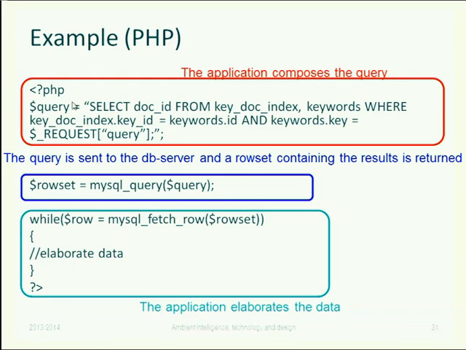What the server does is $_REQUEST query, which means extract the query from the HTTP request. It will be a string. Maybe the query I wrote is coffee, so here we get coffee. And this word is being used to compose a SQL query: select doc ID from key doc index, keywords where key doc index dot key ID equals keywords dot ID and keywords dot key equals coffee.